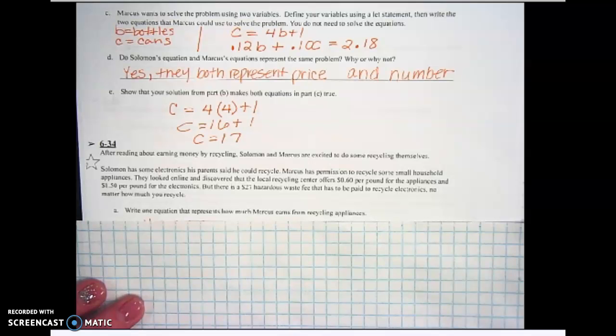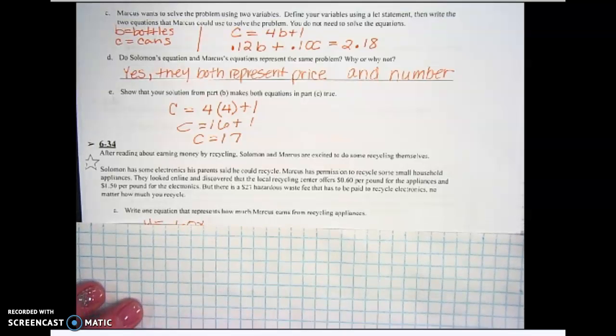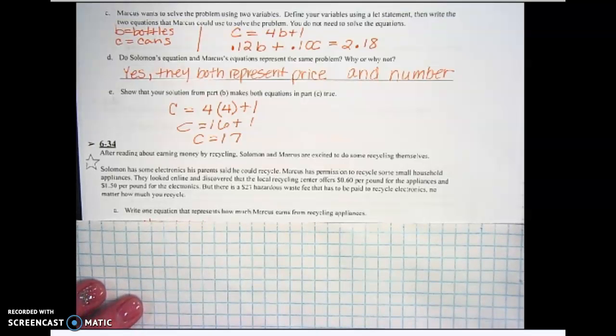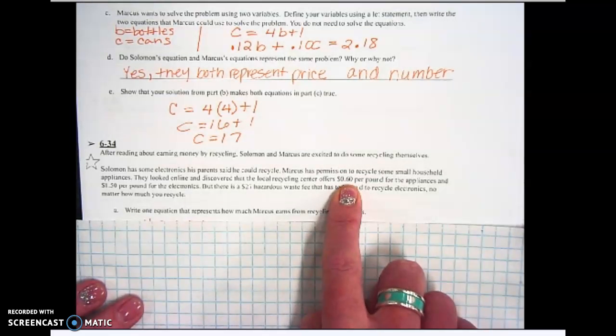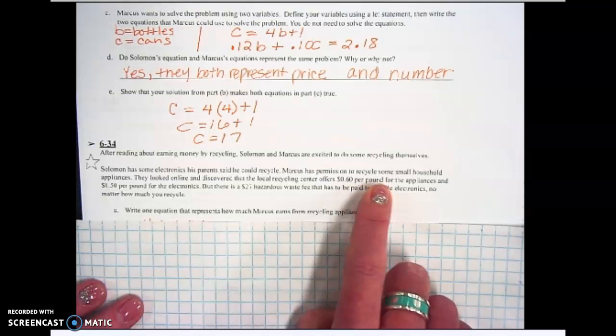It says there's a $27 hazardous waste fee that has to be paid to recycle electronics, no matter how much you recycle. Okay? Part A, write one equation that represents how much Marcus earns from recycling appliances. Okay? So for just appliances, it's 60 cents per pound.